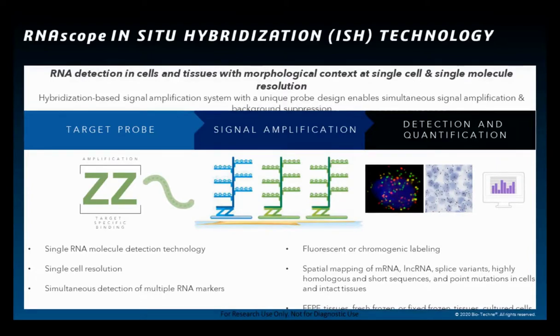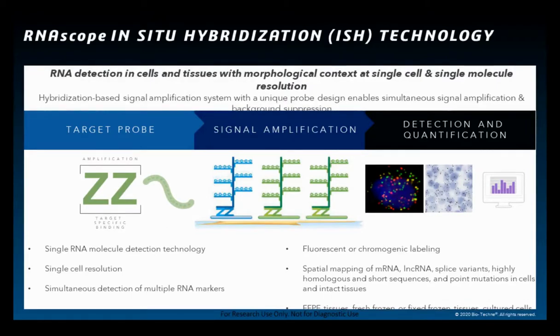ACD's core technology is the RNAscope technology. RNAscope is an ideal spatial analysis solution to interrogate complex tissues. It is a highly specific and sensitive method to detect RNA biomarkers in cells and tissues with morphological context at single-cell resolution. The RNAscope technology consists of three parts: a unique target probe that ACD designs against your sequence of interest, a signal amplification system that generates a high signal-to-noise ratio, and lastly, visualization of single RNA molecules as dots for quantitative analysis.